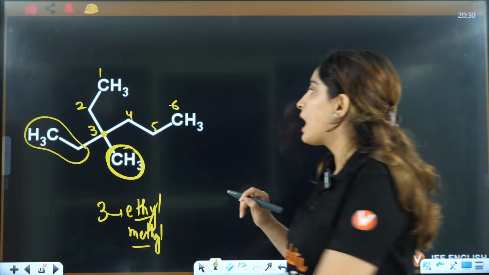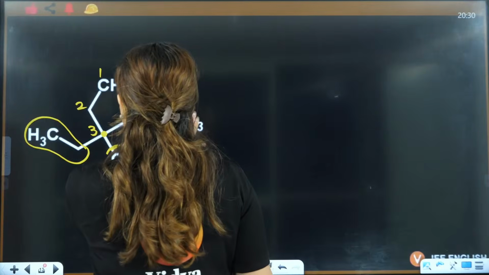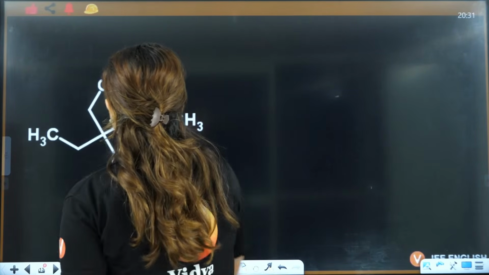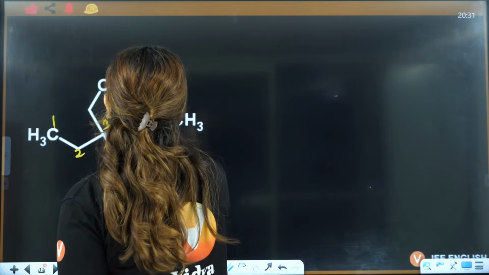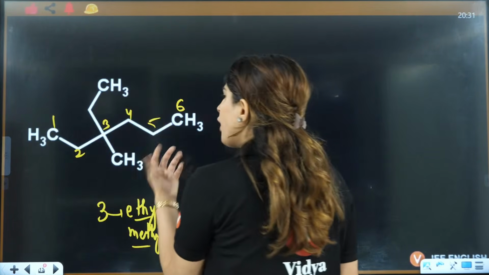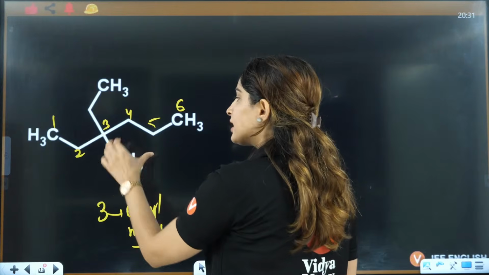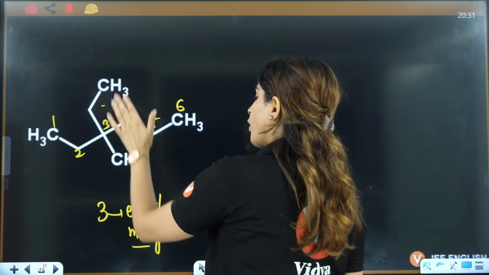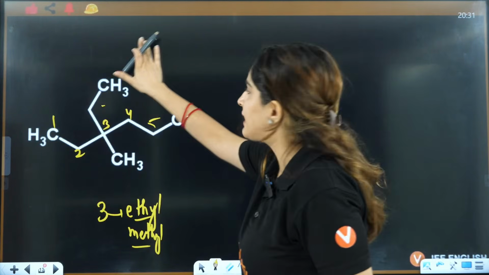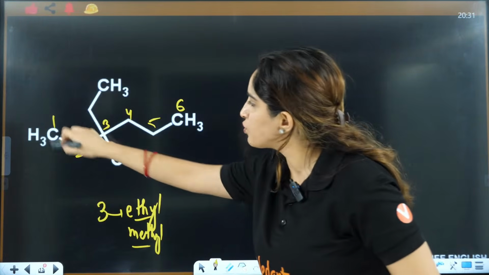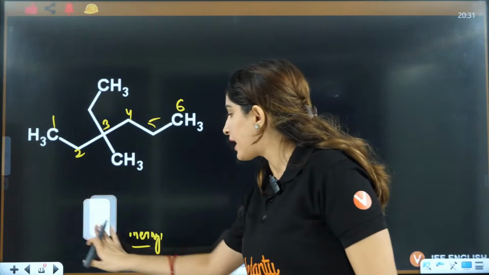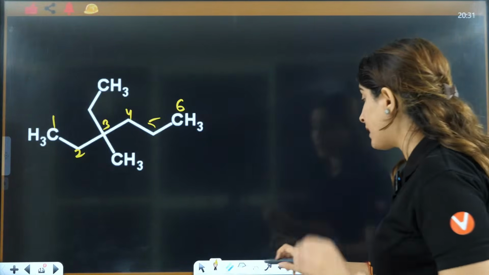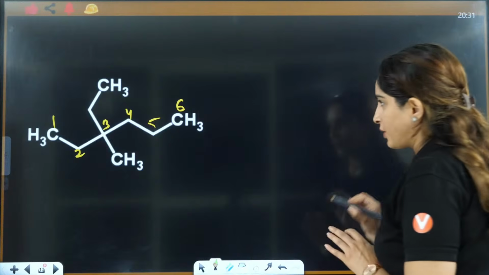Okay. But if I choose this one, 1, 2, 3, 4, 5, 6, even now I am having the same thing. On third position I have ethyl and on third position I have methyl. That means whether I choose this or that is the same thing only, right? So what I'll do now, see, this was a very simple one. Now how are you going to write it, okay?